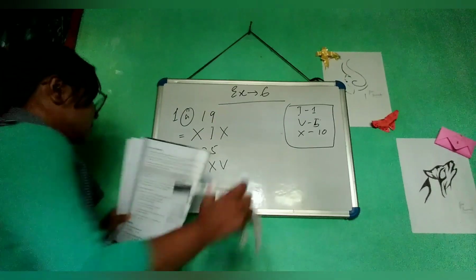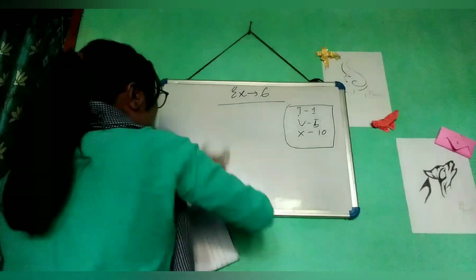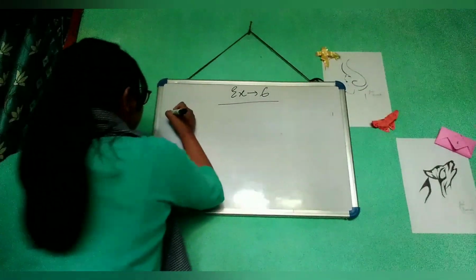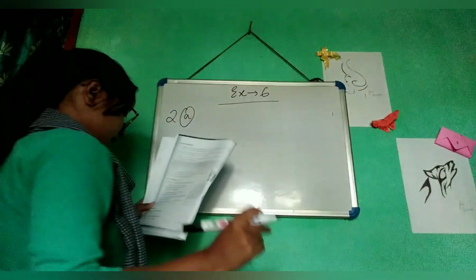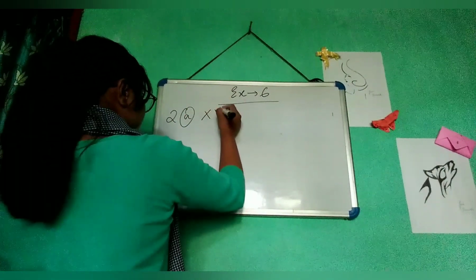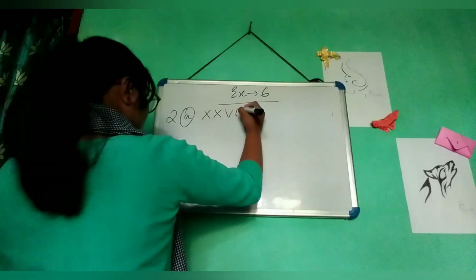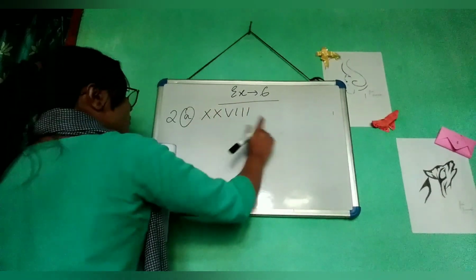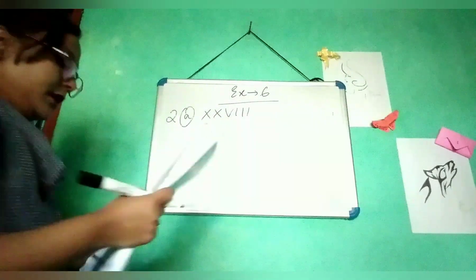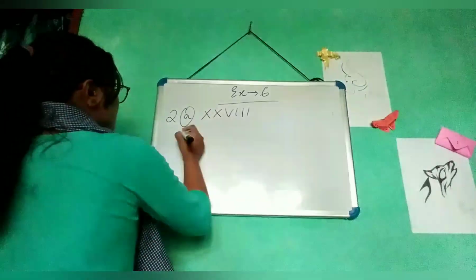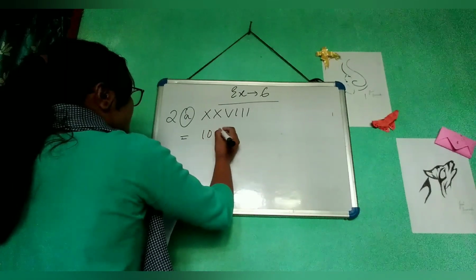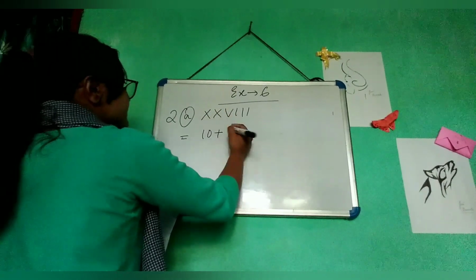Let's go to the second question. They are now giving Roman numerals and you need to convert them into Hindu-Arabic numerals, that means numbers. So this is a Roman numeral and you need to convert it into Hindu-Arabic numerals. So what does it mean? X means 10.